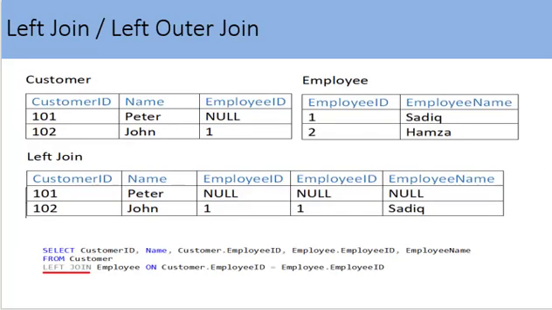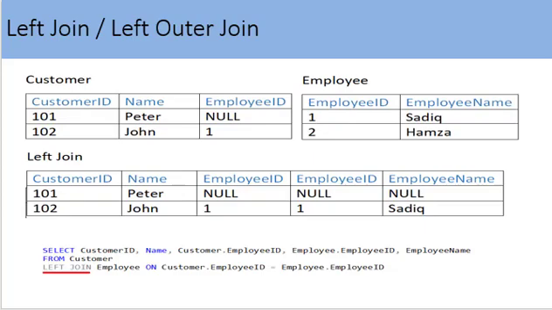Another type of join is left outer join. Left outer join also gets related records like inner join. In addition, it also gets non-related records from first table. In other words, it returns all rows from the first table and only related rows from the second table. Total number of rows in the output table are equal to the total number of rows of the first table. The first table is known as left table and it is mentioned in the from clause, whereas the second table is known as right table and it is mentioned in the left join clause. In this case, customer is left table, whereas employee is right table.